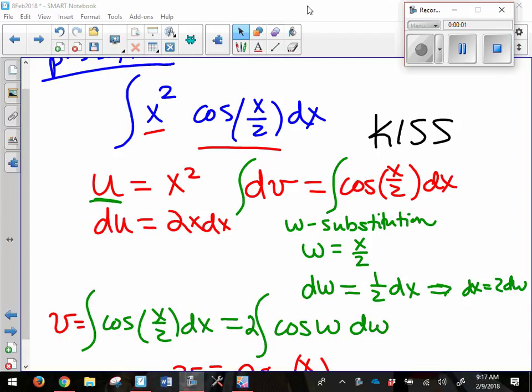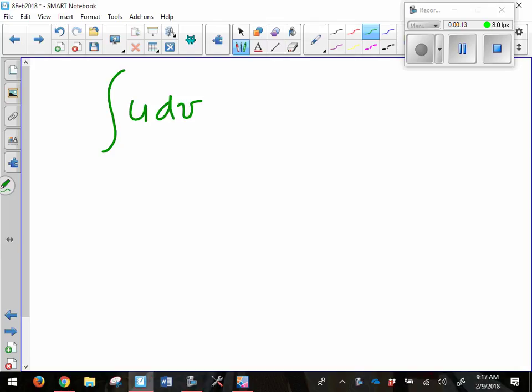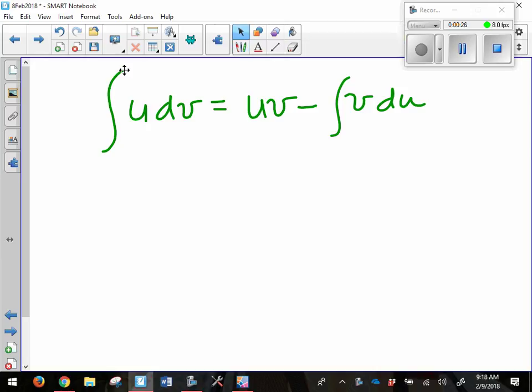Okay, so if you remember, our new tool is integration by parts, which means if I have the integral of u dv, what's that going to be equal to? Sarah? Excellent. And the tricky part is figuring out what you want u to be and what you want dv to be out of your original integral.